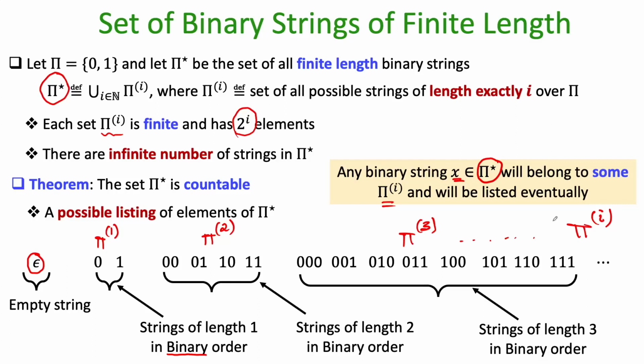And we know that after some step, eventually the chance for x will come as per this listing to be listed down in our enumeration. So that's why this is a valid enumeration, which shows that the set pi star, even though it has an infinite number of elements, can be listed down in a well-defined way, and hence the set pi star is countable. Okay. So till now we have seen several infinite sets, and magically we have proved that they have the same cardinality.